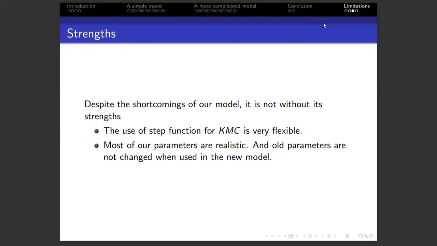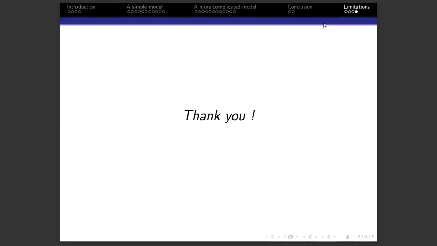However, our existing model is not without strength. One big upside is that we have used a step function to indicate when KMC is employed. This is highly flexible. For example, we can examine what would happen if we allow skipping KMC once in a few days. Obtaining the exact formula for KMC is theoretically possible in this case, but it's very challenging, and we could not do this part in our model due to its complexity. Most of our parameters are realistic, and we do not change parameters from the old model to the new one. That is to say that our extension from a simple model to a complicated one has continuity in a certain sense. And that is the end of our presentation.